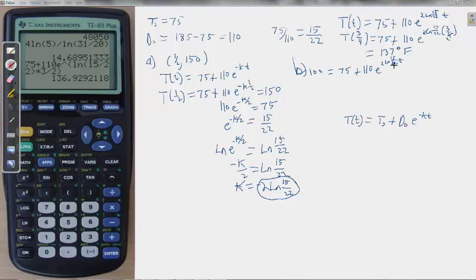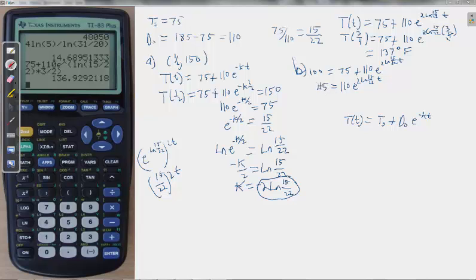By the way, if you wanted to simplify that, you get e to the ln of 15 over 22 to the 2t, so it would be 15 over 22 to the 2t. If you wanted to rewrite it like this, I think I'll leave this one just as it is. So 25 equals 110 e to the 2 ln of 15 over 22 t.